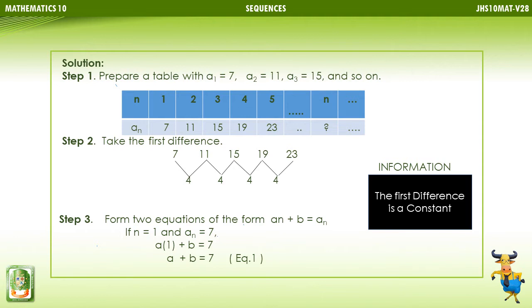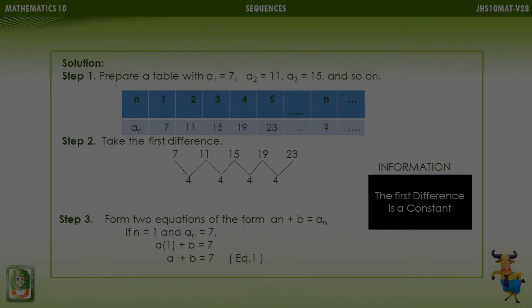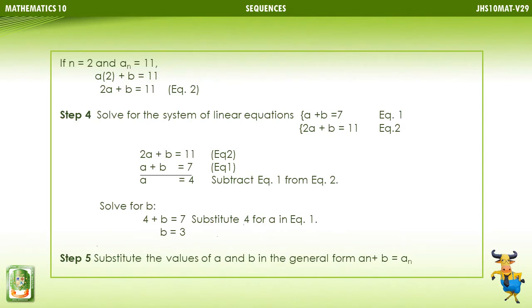Step 3. Form two equations of the form an plus b equals a sub n. If n equals 1 and a sub n equals 7, a times 1 plus b equals 7, a plus b equals 7, equation 1. If n equals 2 and a sub n equals 11, a times 2 plus b equals 11, 2a plus b equals 11, equation 2.